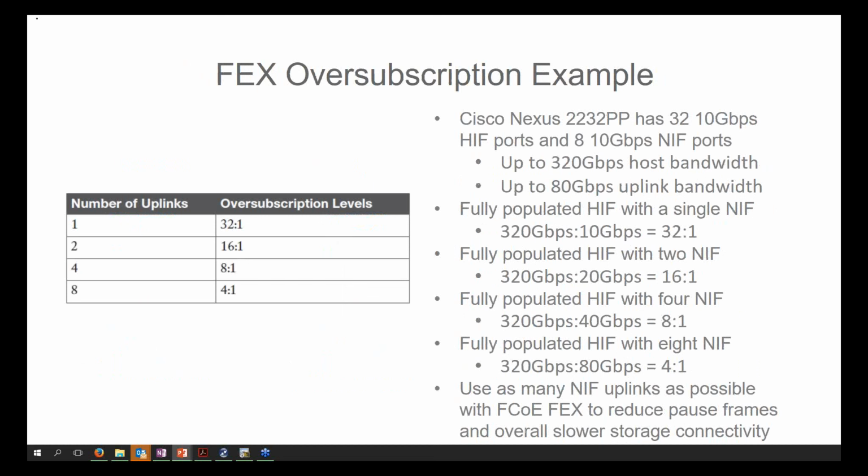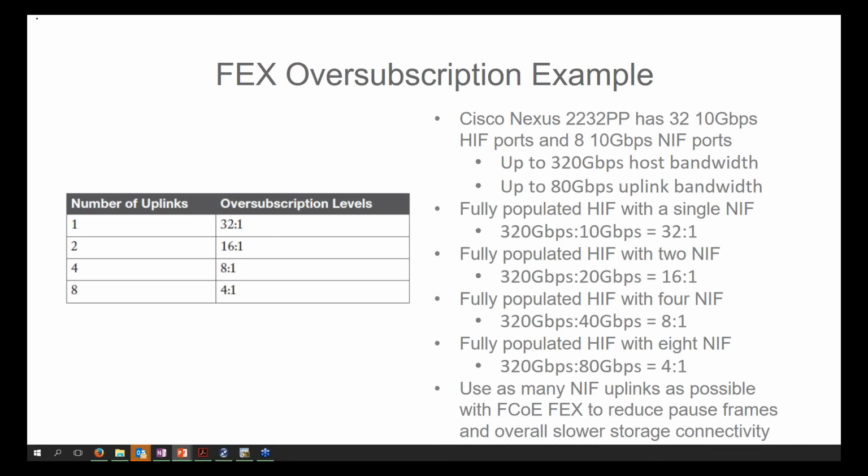So in this example for oversubscription, we have a Cisco Nexus 2232PP. It's going to have 32 10 gigabit host interface ports and 8 10 gigabit network interface ports. So the total amount of bandwidth facing the host is going to be 320 gigabits per second, and the most bandwidth you can have going north upstream is going to be 80 gigabits per second.